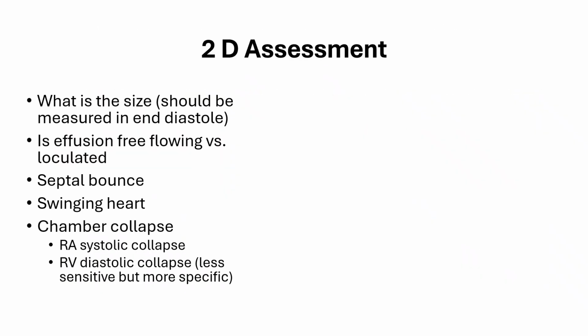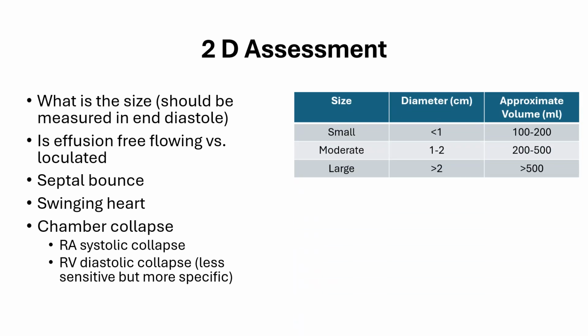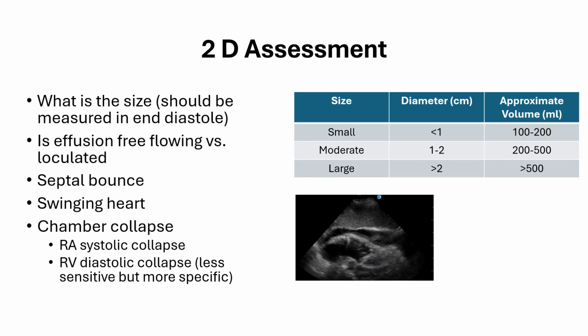Now let's review the 2D assessment in more detail. Again, we need to know the size and diameter of the pericardial effusion, which should be measured in the diastole. We need to study whether the effusion is free-flowing or loculated, which can help us understand the next best step towards its drainage. Presence of septal bounce, swinging heart, and chamber collapse, such as right atrial systolic collapse and right ventricular diastolic collapse. Here you have a table with different sizes of effusion and approximate volume.